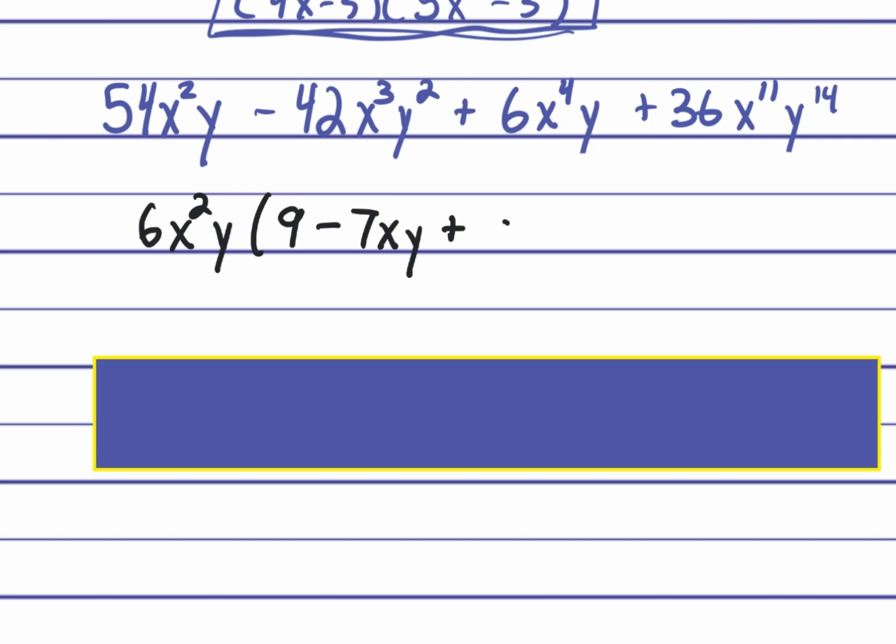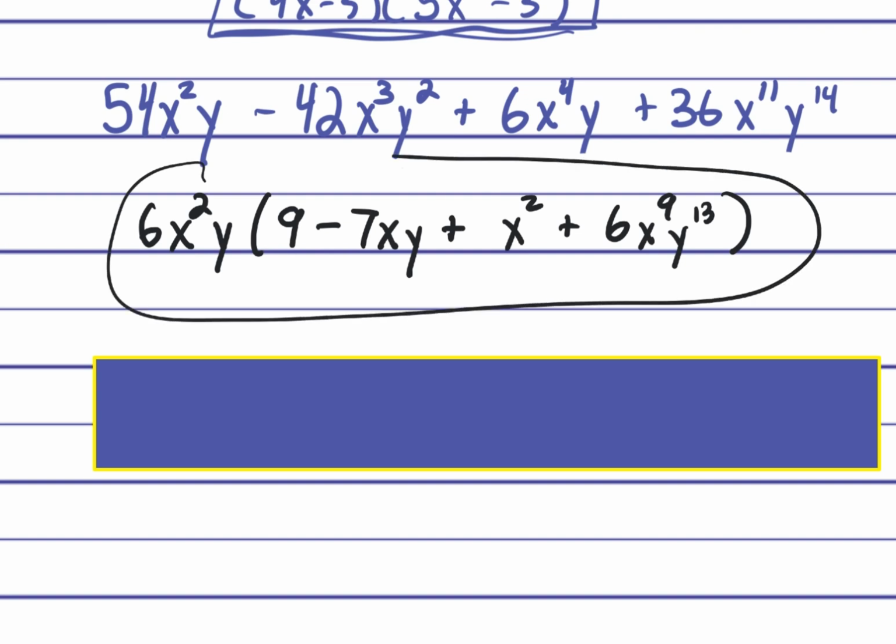4 minus 2 is 2. Y divided by y, nothing. Plus 36 divided by 6 is 6. 11 minus 2, 9. 14 minus 1, 13. This is obviously much more difficult than anything you would have on a quiz. But if you can do that, you're in good shape and should be okay for the quiz.